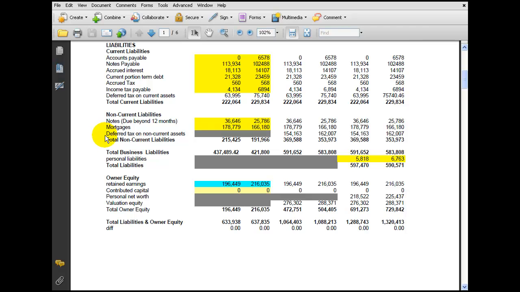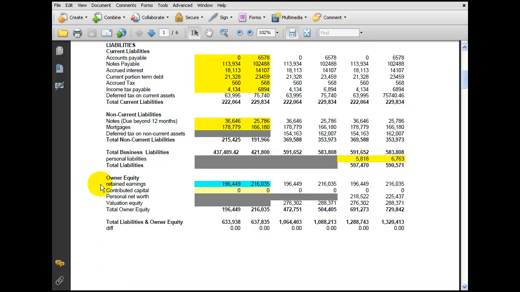We'll talk about this deferred tax in the next section. And then we have total liabilities, which are the total current plus the total non-current. There is a place over here to add in the personal liabilities, so if we add in personal assets, we have to add in personal liabilities here. But again, our statements can be business ones, just stand alone, even though we've included personal.